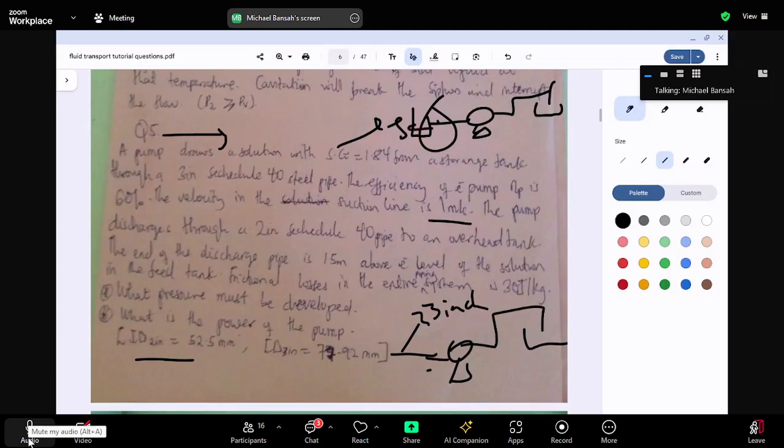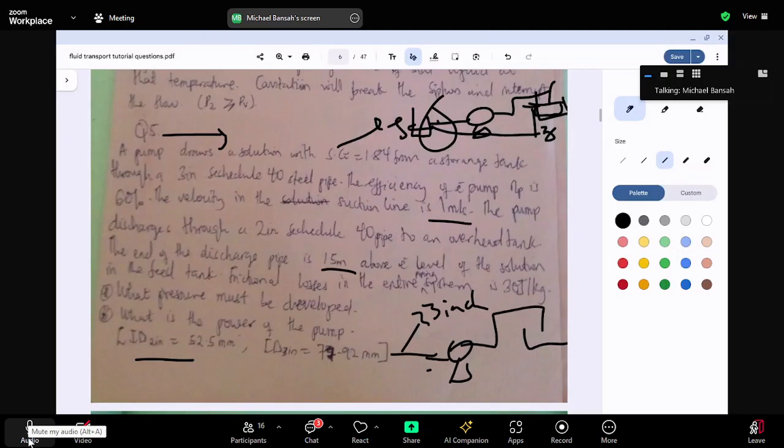So if I have my solution here, the discharge line is here. Now the difference between these two, change in Z, is 15, above the level of the solution in the feed tank. Frictional losses in the entire system, including the pump and the lines, is 30 joules. What pressure must be developed? That is the question.